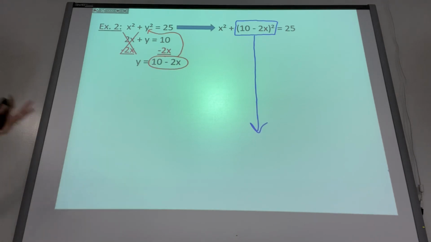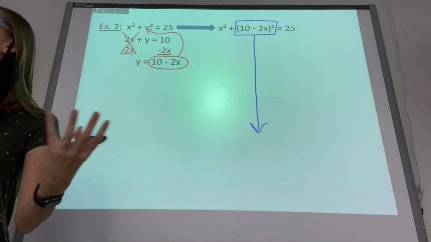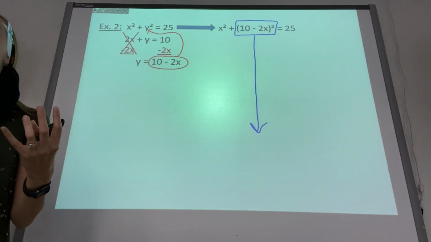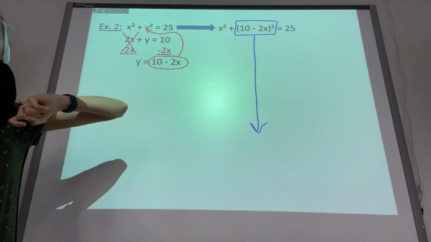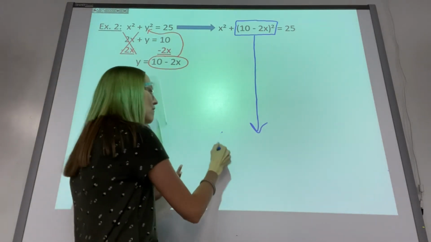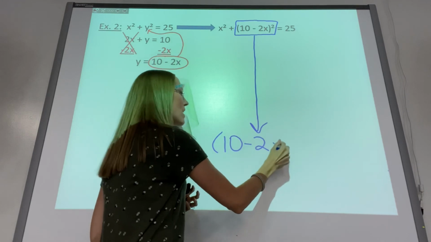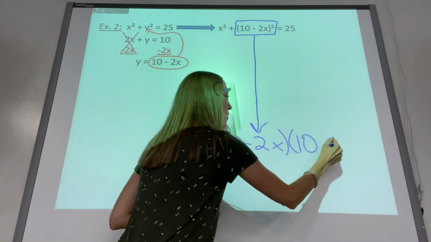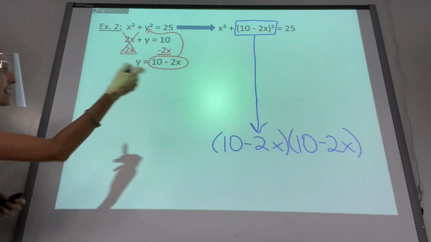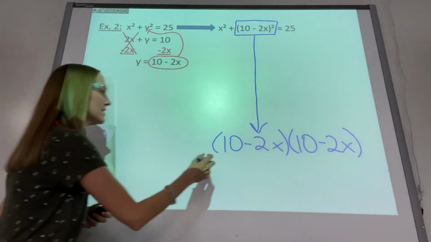When I take 10 minus 2x squared, what do I really have to do here? You can't just square the 10, square the 2x. Yeah, we're going to have to FOIL this out and then plug it back in. I haven't FOILed in a long time, so here we go. 10 minus 2x, 10 minus 2x.